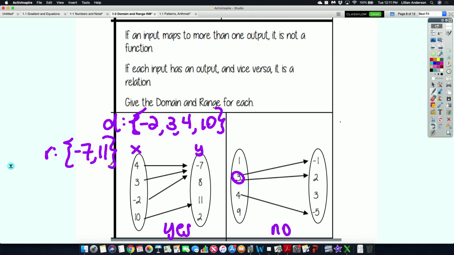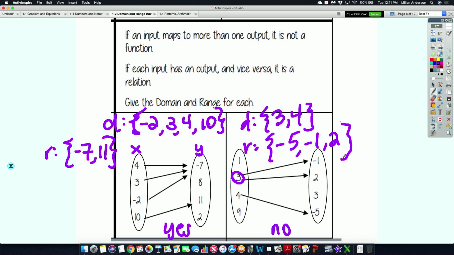What about over here? What's the domain for this one? 3 and 4. Not 1, 3, 4, and 9 because the 1 and the 9 are not involved. What's your range? Yep, -5, -1, with the curly bracket.